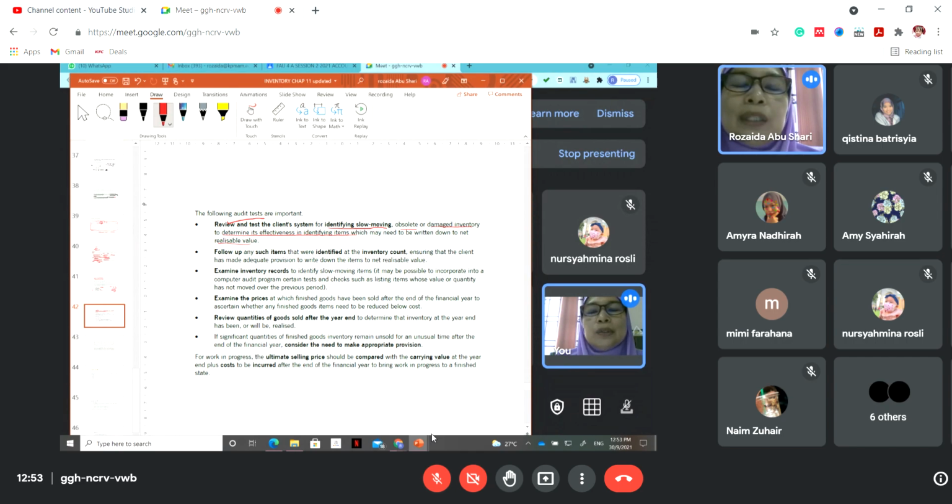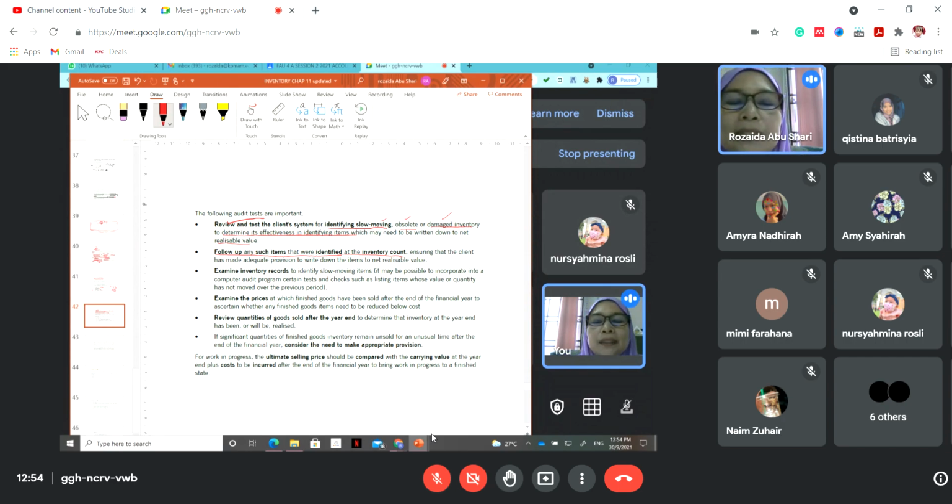So what are the tests? You test the client system for how they identify the slow moving, obsolete and damaged inventory. And then you need to follow up any such item that you identify at the inventory count. So observe how they deal with this slow moving, obsolete and damaged inventory. And then examine inventory record to identify slow moving items. So slow moving items ni memang you have to put attention during the inventory count.